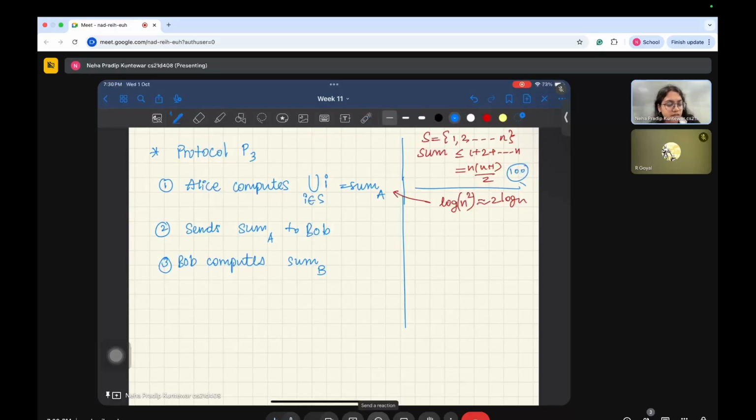Then we are sending the binary representation of 100. Whatever the sum's binary is, we would be representing this count, and we would require log n amount of bits. So the count is ready with Bob.